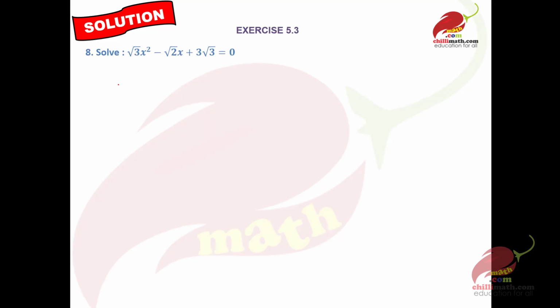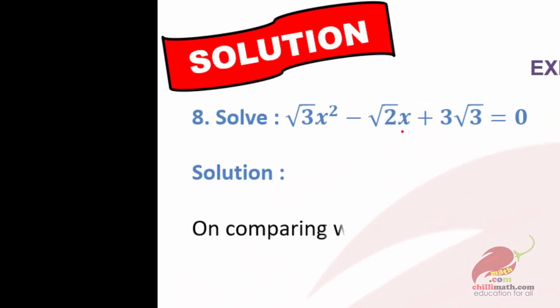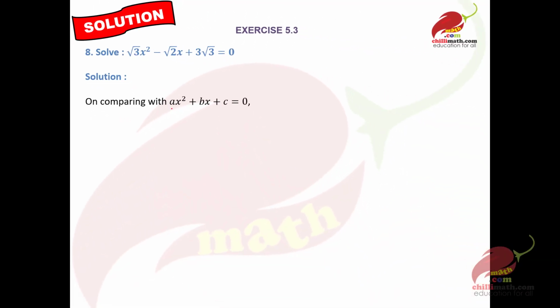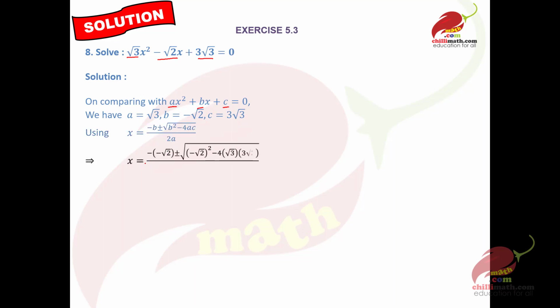Eighth question is solve root 3x square minus root 2x plus 3 root 2 equal to 0. On comparing with standard quadratic equation, a is equal to root 3, b is equal to minus root 2 and c is equal to 3 root 3. And putting these values of a, b, c in the formula to get roots, we get x equal to minus of b plus minus square root of b square minus 4a into c upon 2a.